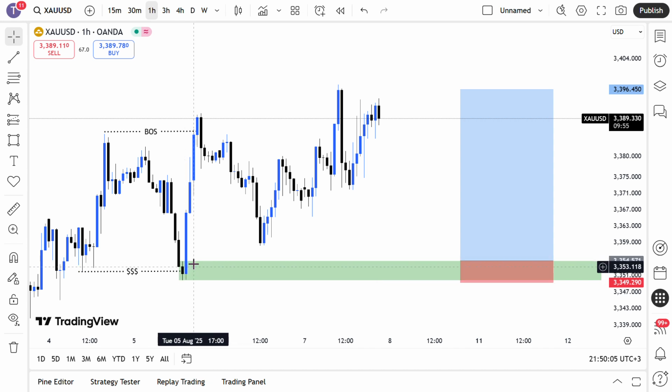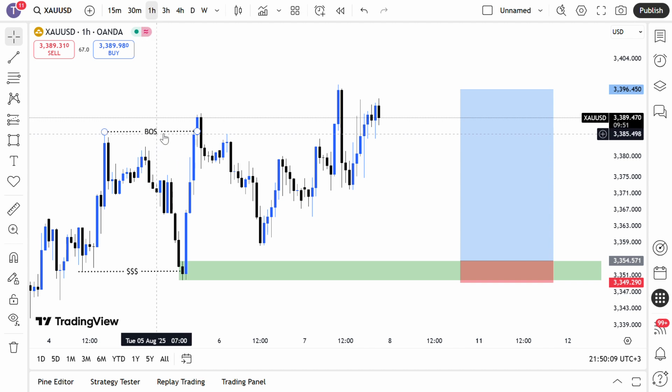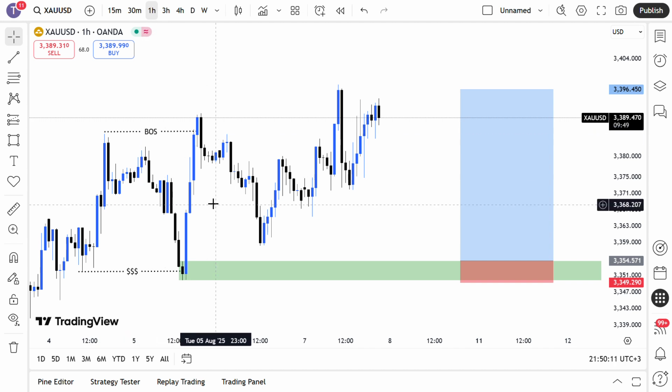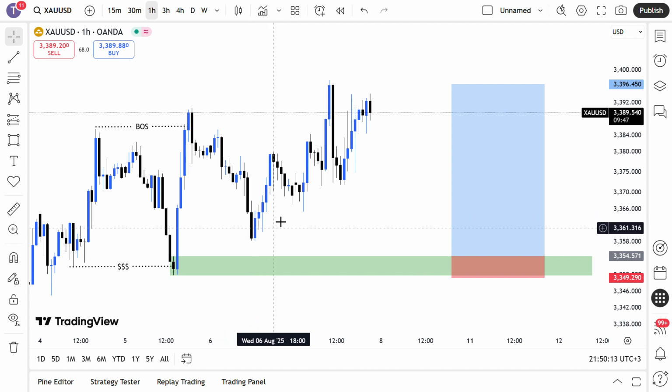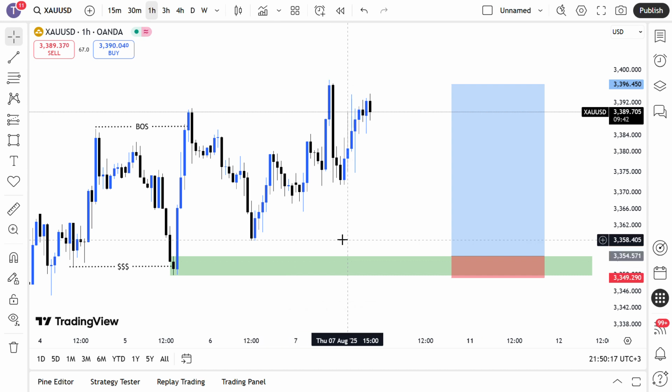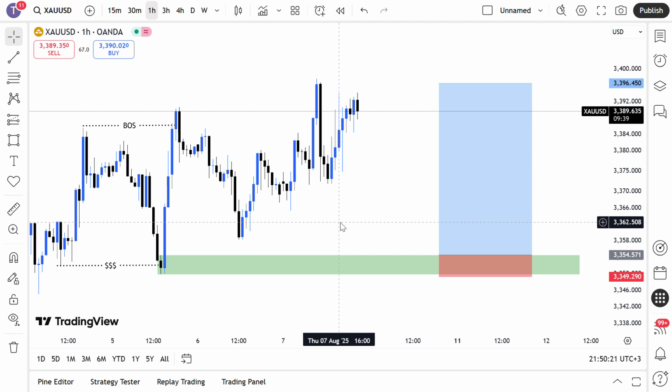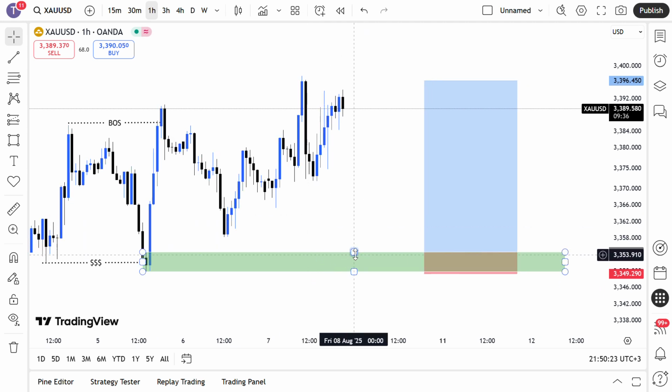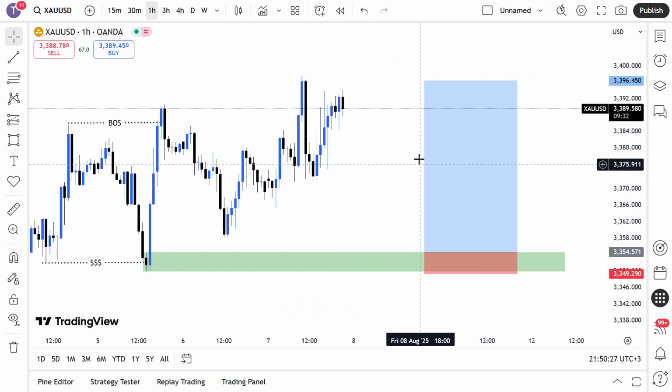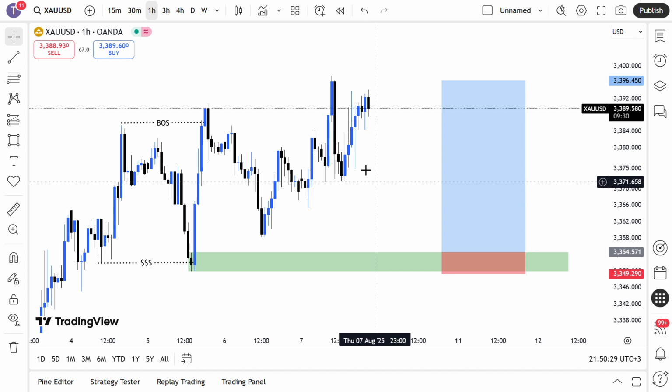The origin that the order block belongs to has broken structure to the upside. That is another confluence. And then we have an inducement just above our order block. We have so many confluences that are aligning with the current setup that we have. So I'm going to look for buys from this area to the upside. So that is for gold.